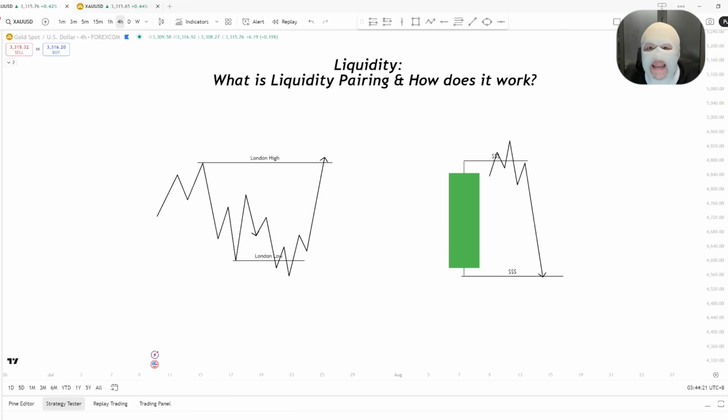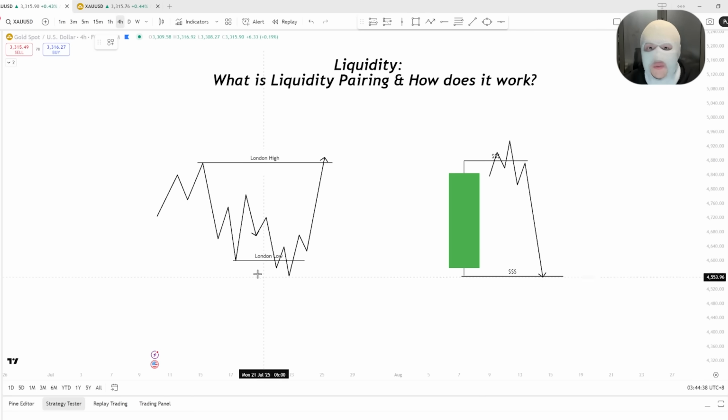We have gone over what exactly liquidity is, so we'll now move on to the second liquidity secret, liquidity pairings. In simple terms, the definition of liquidity pairing is when we sweep one side of liquidity, we expect price to move to the opposing side of liquidity.